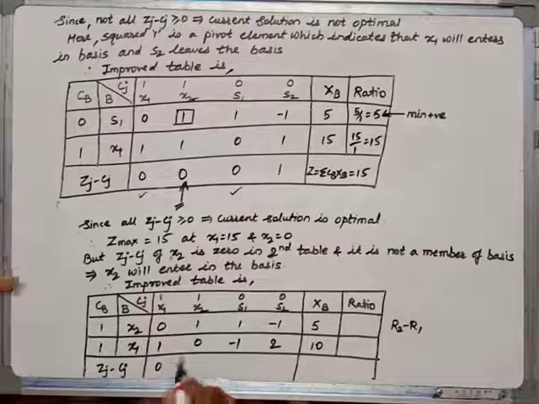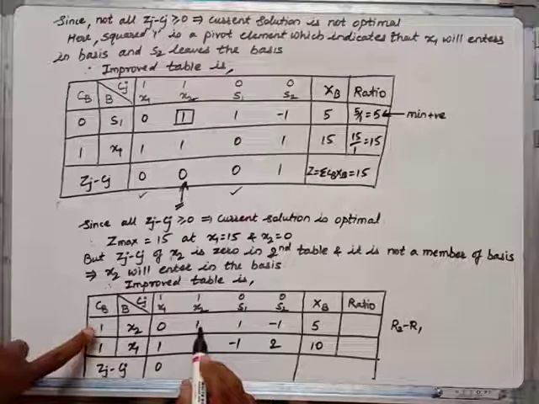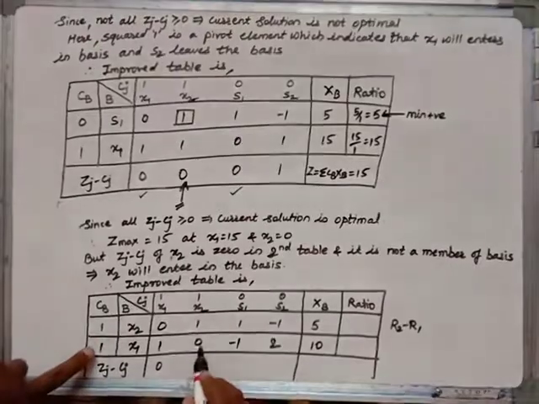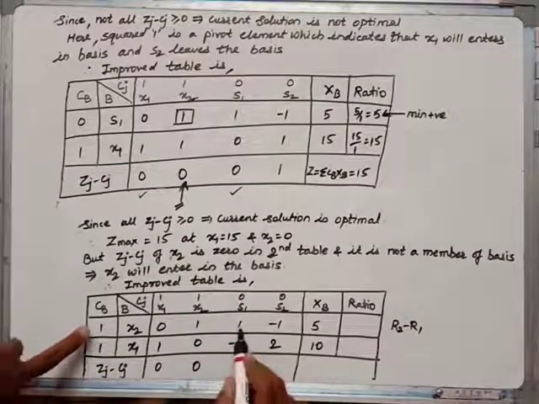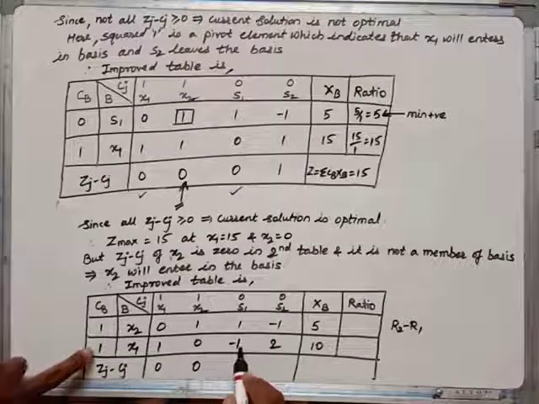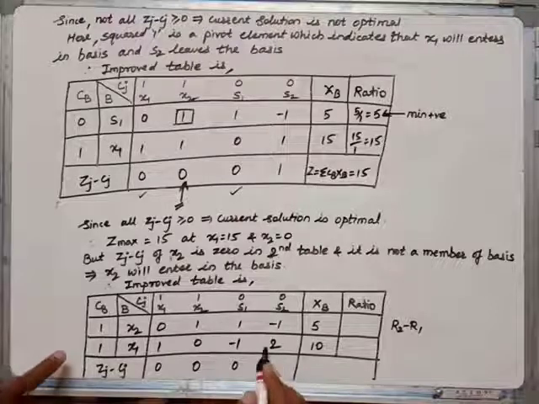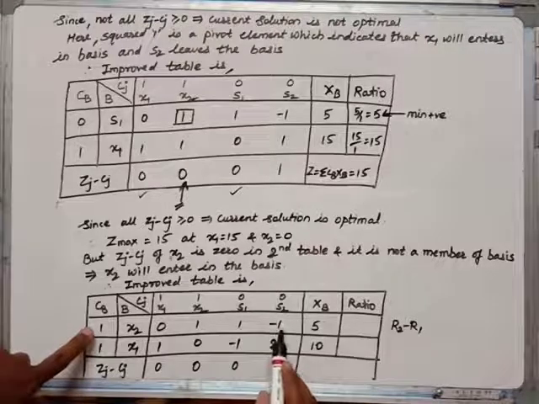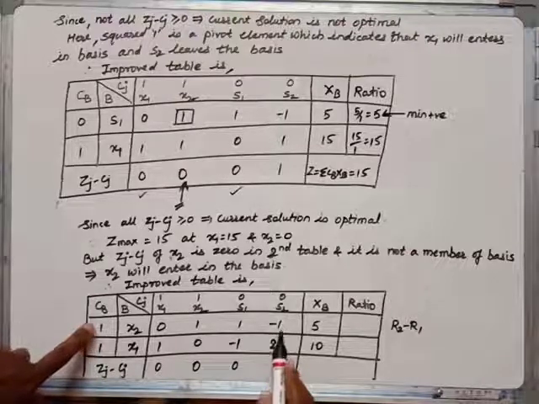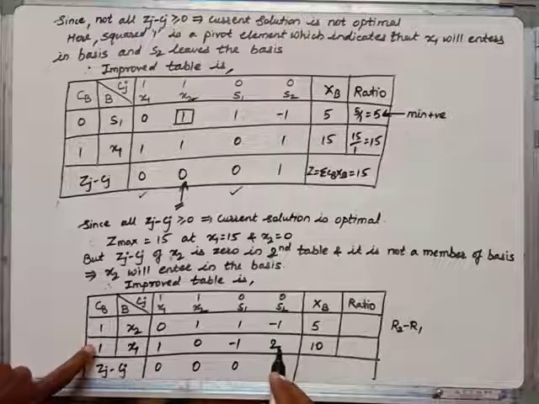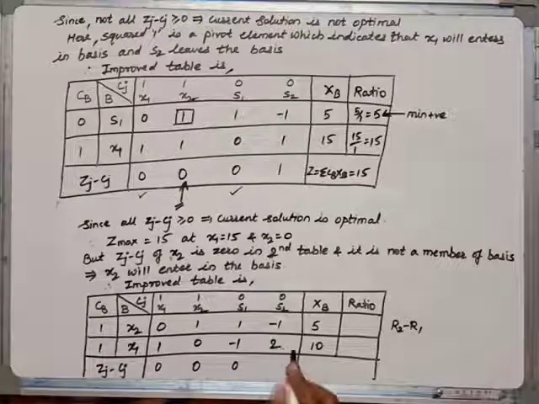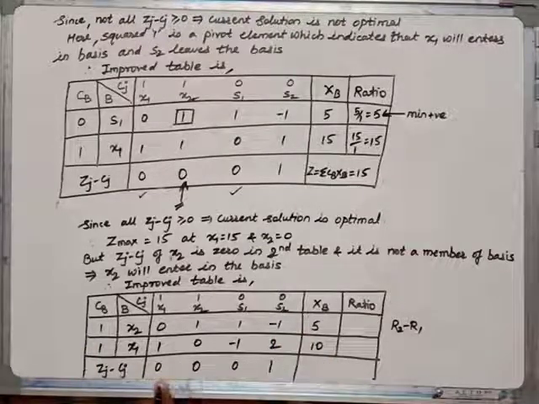So it is 0. 1 into 1 is 1, plus 1 into 0, 0, minus 1 is again 0. Now 1 into 1, 1 and 1 into minus 1 is minus 1. 1 minus 1, 0, minus 0, so it is 0. Now this 1 into minus 1 is minus 1 plus 1 into 2 is 2. So minus 1 plus 2 is 1 minus 0, so it is 1. Now here also all Zj minus Cj are positive, so it is an optimal solution.